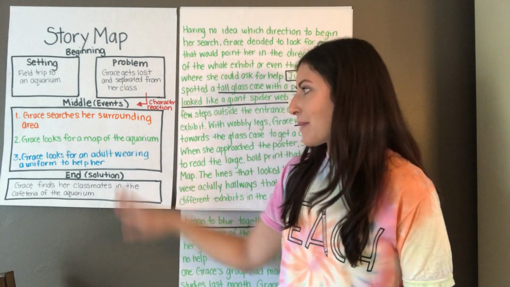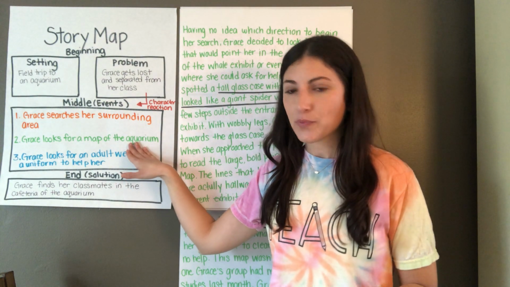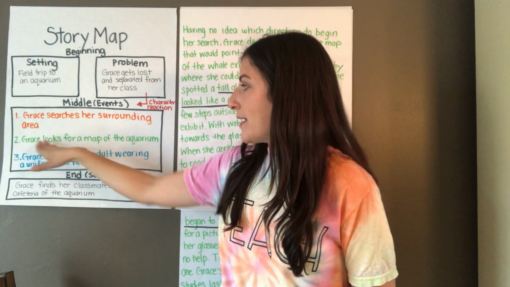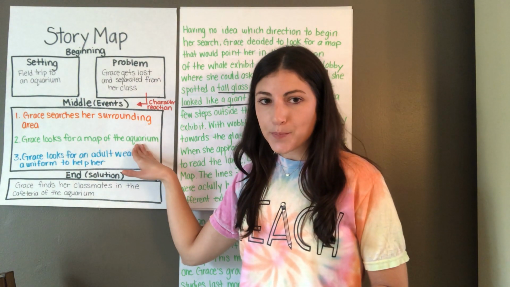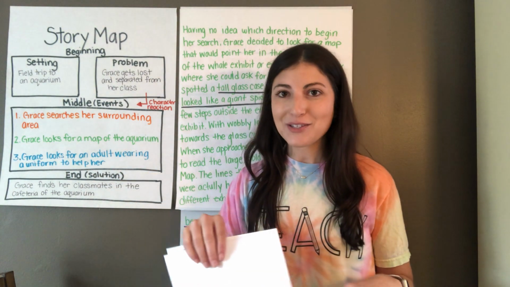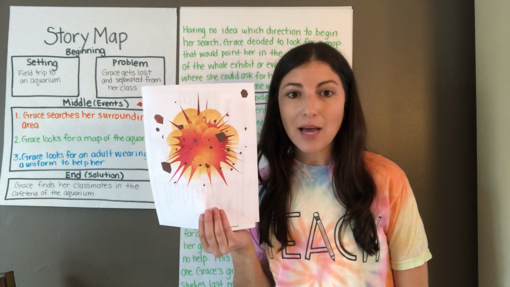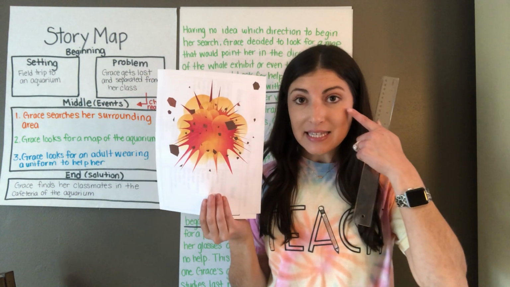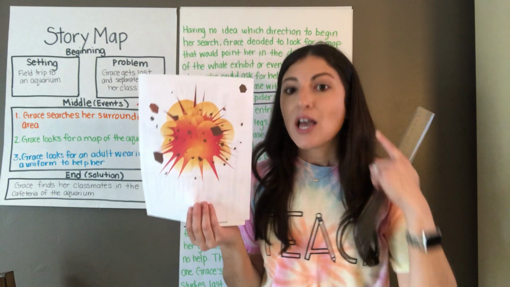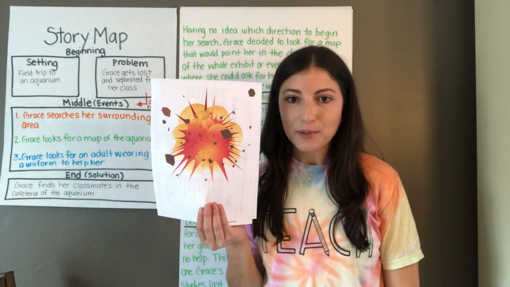I'll take a look again at my story map to see what I wrote. I wrote here, Grace looks for a map of the aquarium. Now remember to do your best to explode the moment and really use details about what your character sees or hears as they try and solve their problem.